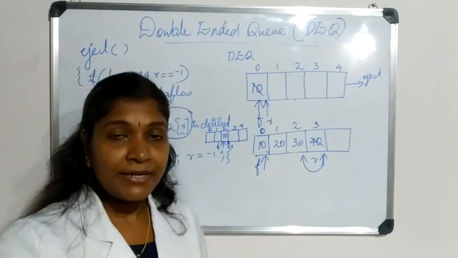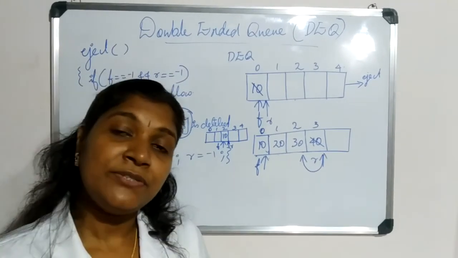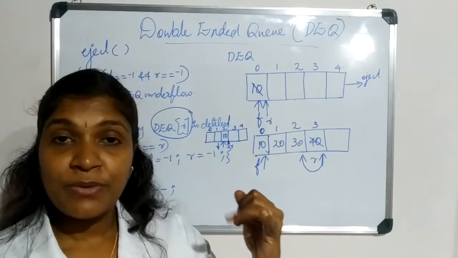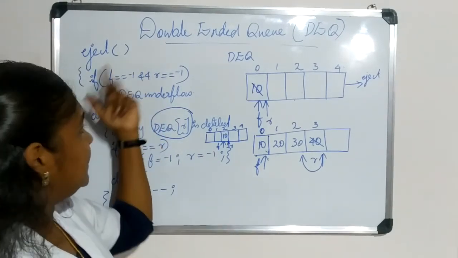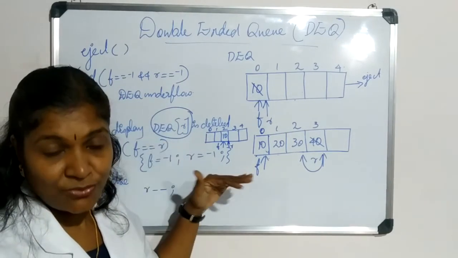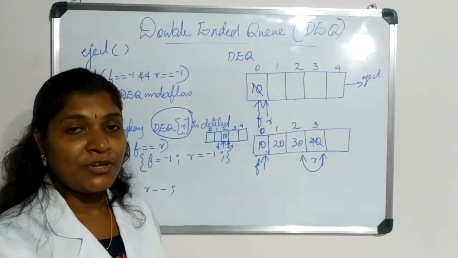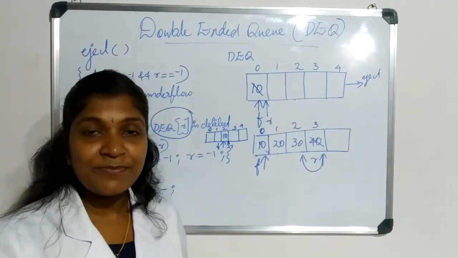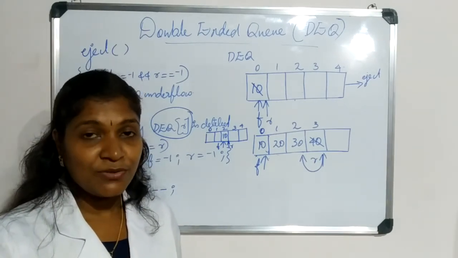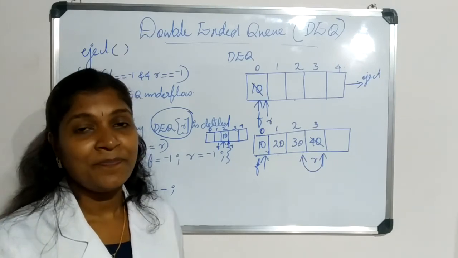Because you already have the Q program in which we implemented the NQ and DQ operations, right? So you try to add these 2 functions into that Q and modify the program in order to get the double-ended Q. I hope all these concepts are clear. So try to write the code on your own. Thank you.